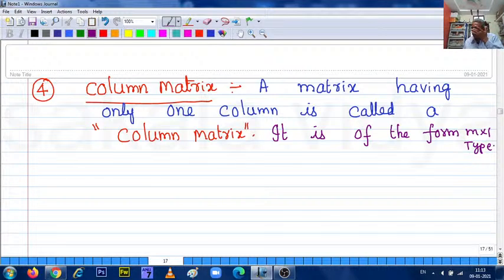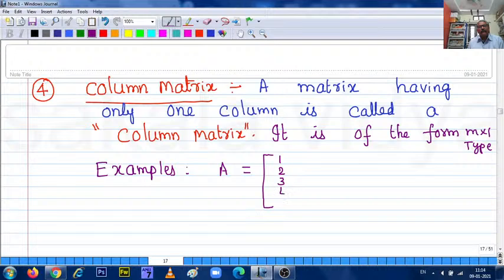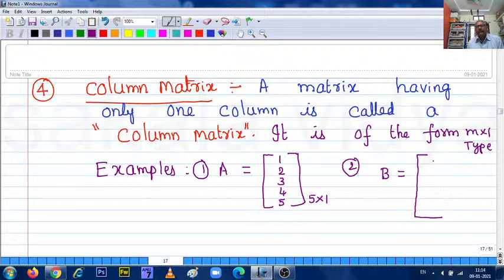So examples. A equals 1, 2, 3, 4, 5. That means 1, 2, 3, 4, 5: 5 rows and 1 column. Second, B equals A, B, C, and so on up to Z. Total there are 26 rows, 1 column. 26 by 1.